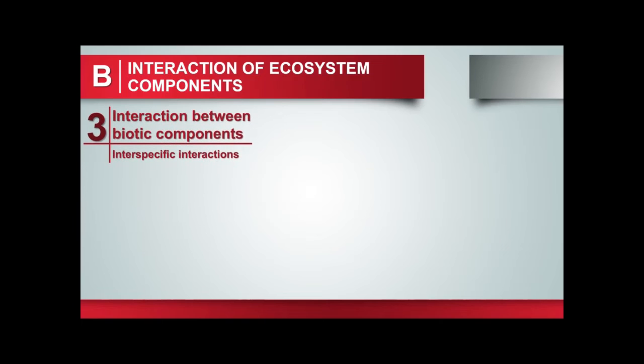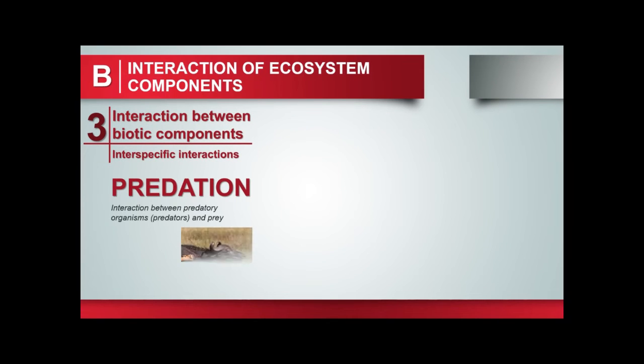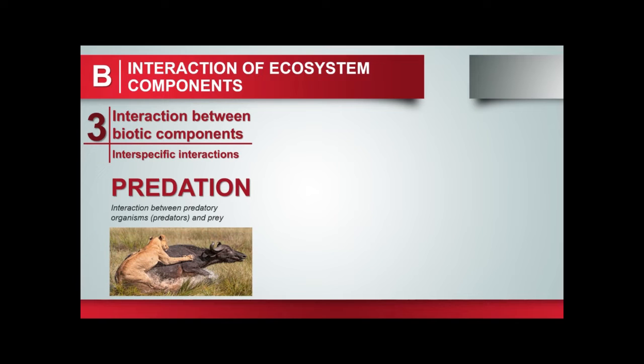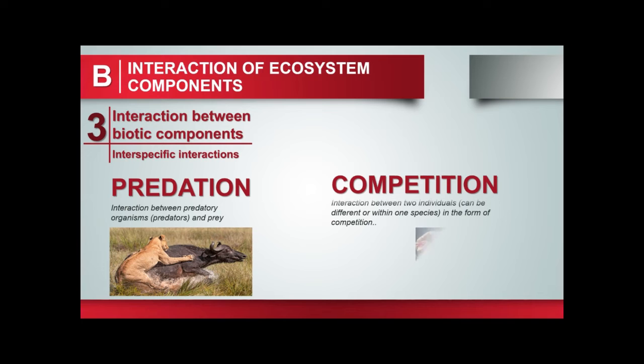The other examples of interspecific interaction are predation, the interaction between predatory organisms and prey, and competition, the interaction between two individuals in the form of competition.